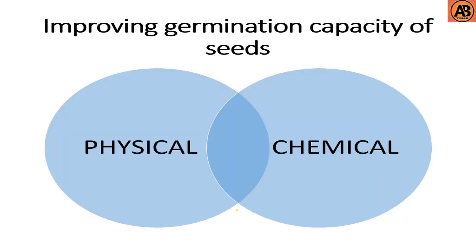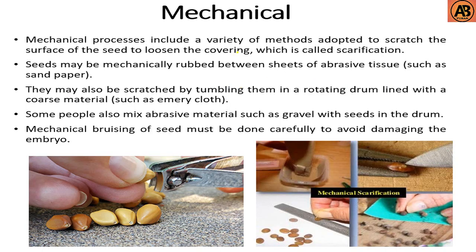Then, improving the capacity of germination by breaking down the seed dormancy. We can break down the seed dormancy in two ways. First one is physical and second one is chemical. Mechanical is one type of physical dormancy breaking process. The mechanical process includes a variety of methods adopted to scratch the surface of the seed to loosen the covering, which is called scarification.